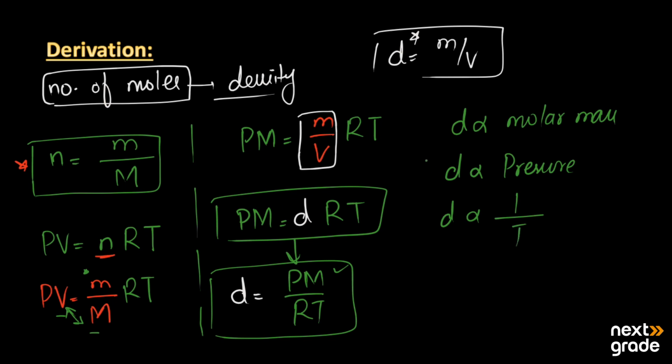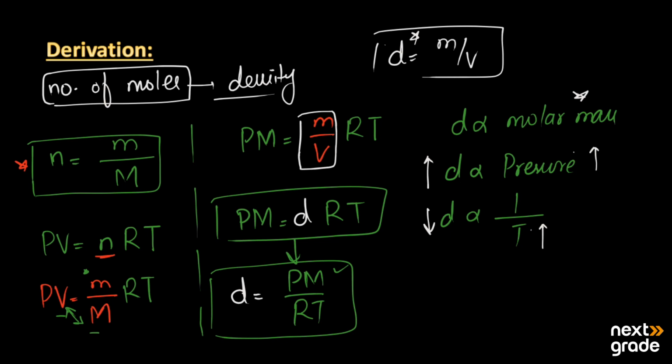So if we have greater pressure, then the density will be greater because molecules will come close to each other and they will become dense. But on the other hand, when we increase the temperature, in turn the density decreases. So all these values are interrelated to each other. We can calculate the relative molar mass by using the values of pressure, temperature, and density of any gas.